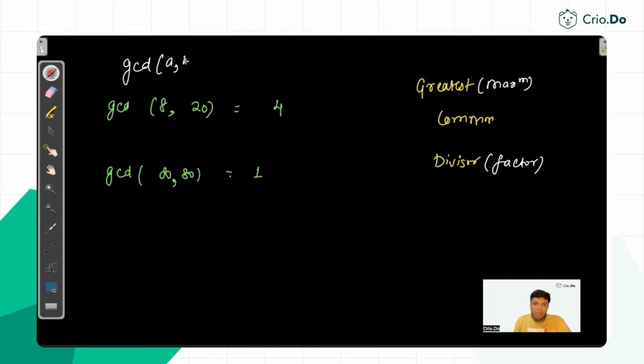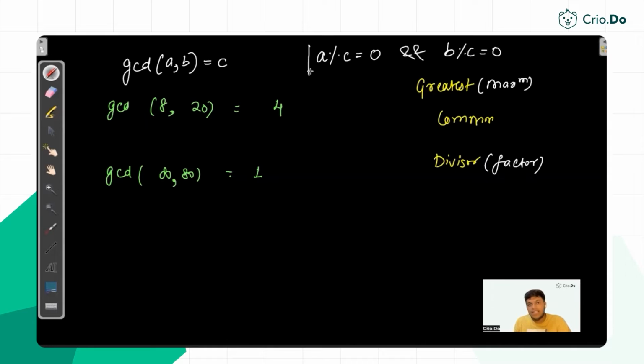GCD of A comma B should be such a number, let's say it is C. C should be such a number which is a factor of both A and B. That is, A modulus C should be 0. Why? Because A modulus C is nothing but dividing A by C. If it is giving 0, it means A is a multiple of C, or C is a factor of A, or you can say A is divisible by C. Similarly, B should be a multiple of C, or C should be a factor of B, or B modulus C will also be 0.